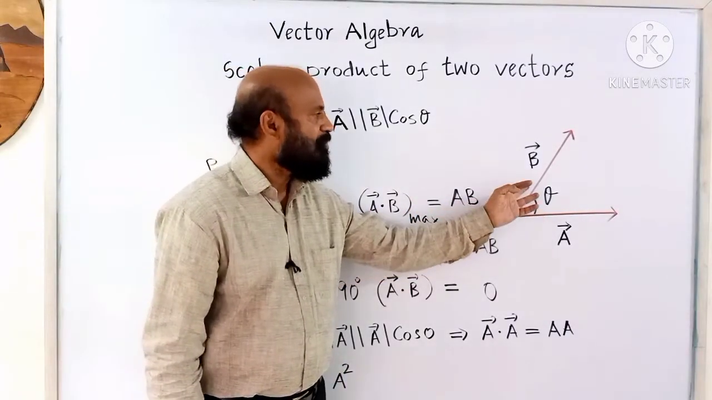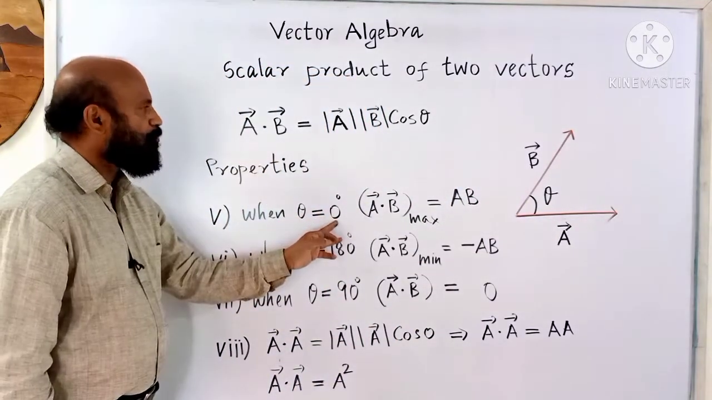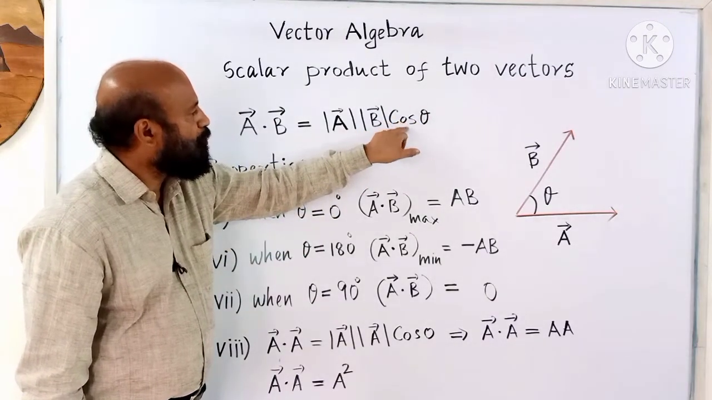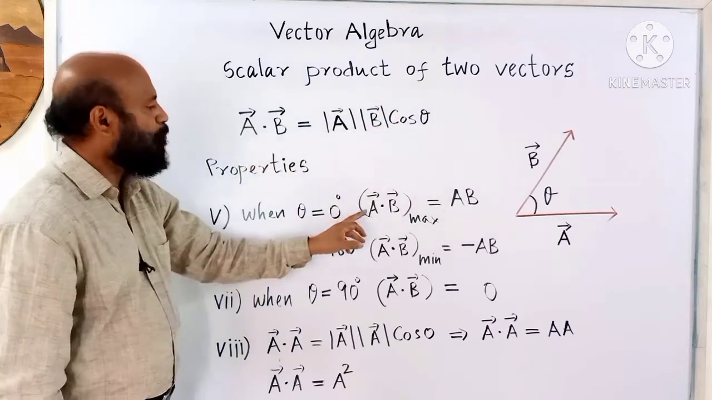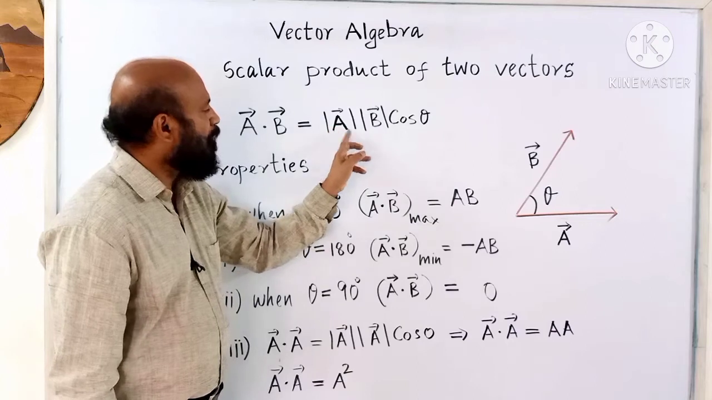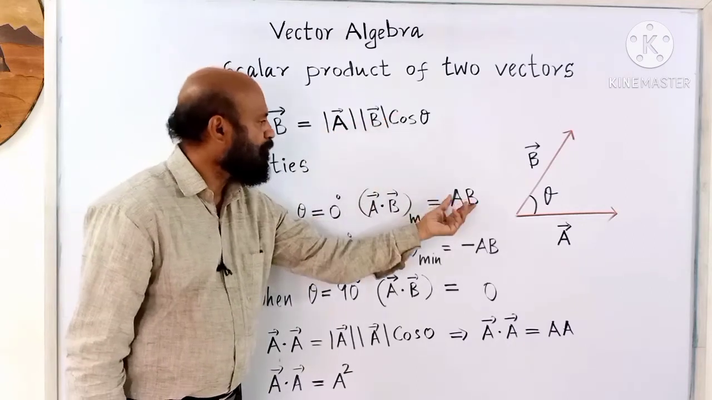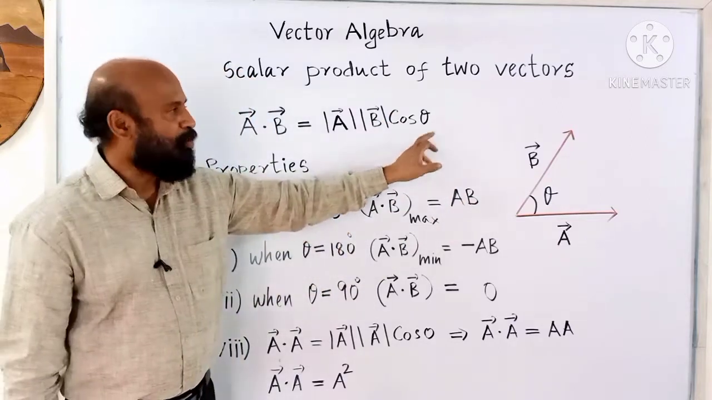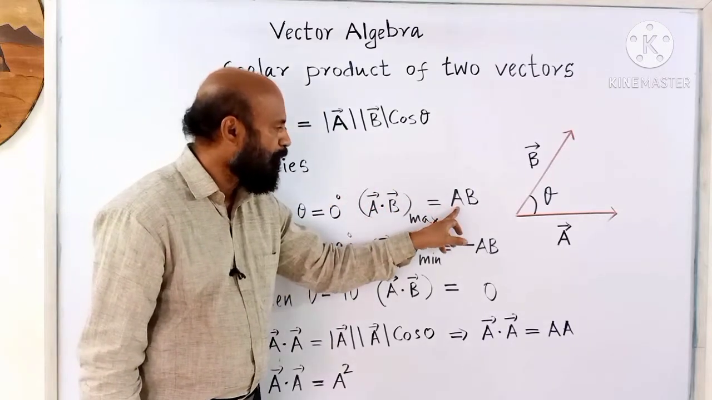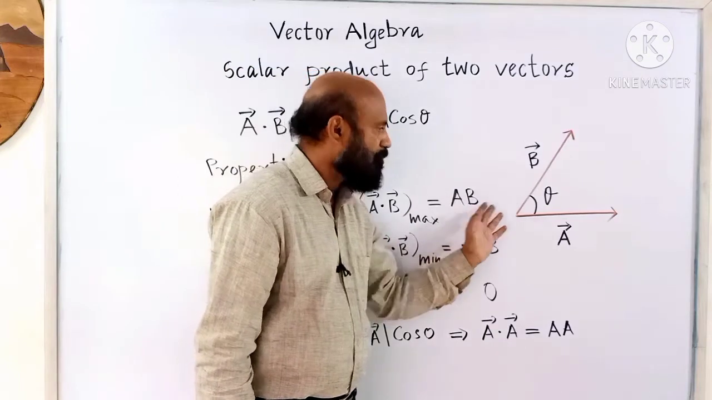Suppose the two vectors are acting in the same direction, then theta will be 0. So in this theta is 0, cos 0 is 1. So dot product A vector dot B vector will be equal to A into B. Modulus of A vector is A, modulus of B vector is B. Then theta is 0, cos 0 is 1. So dot product will have maximum value. Maximum value is AB.